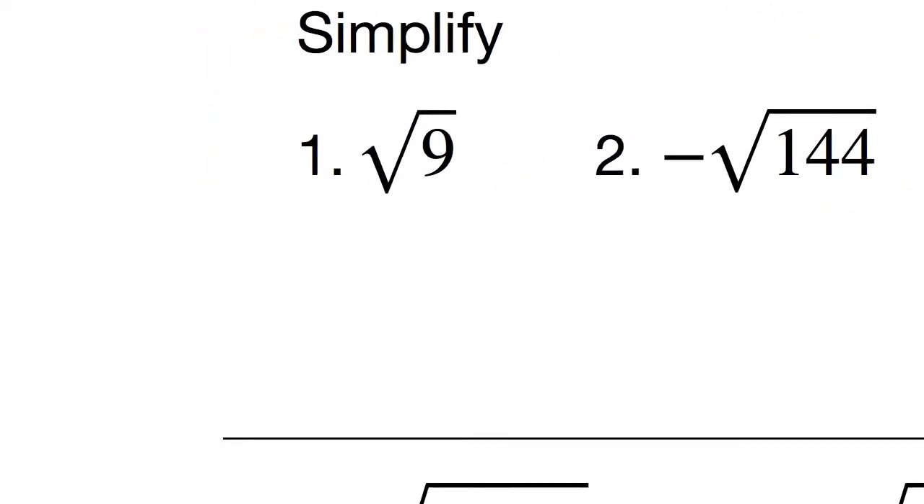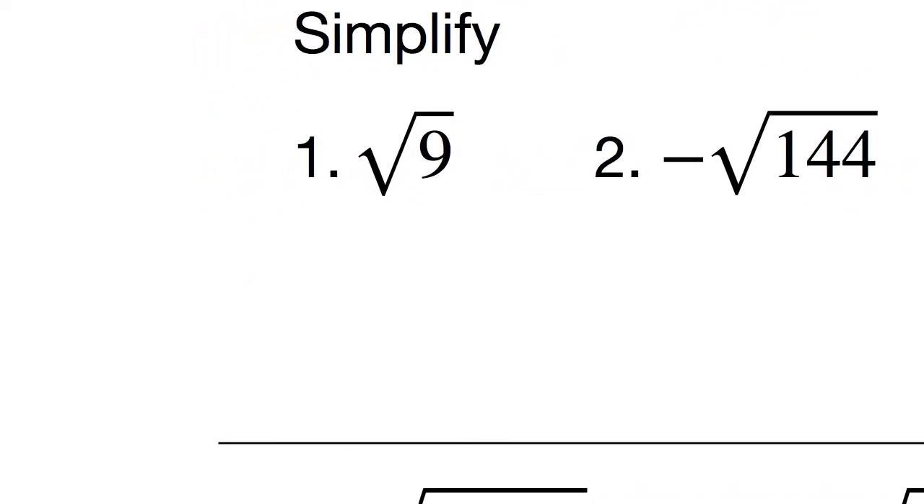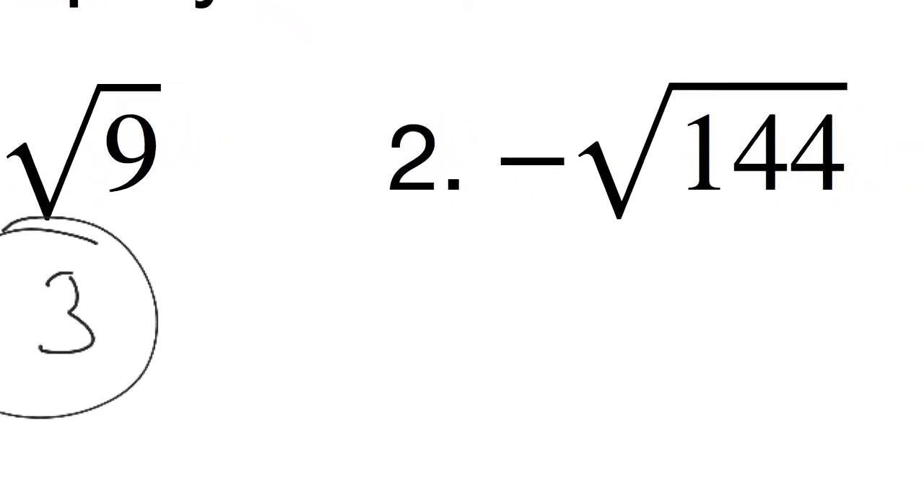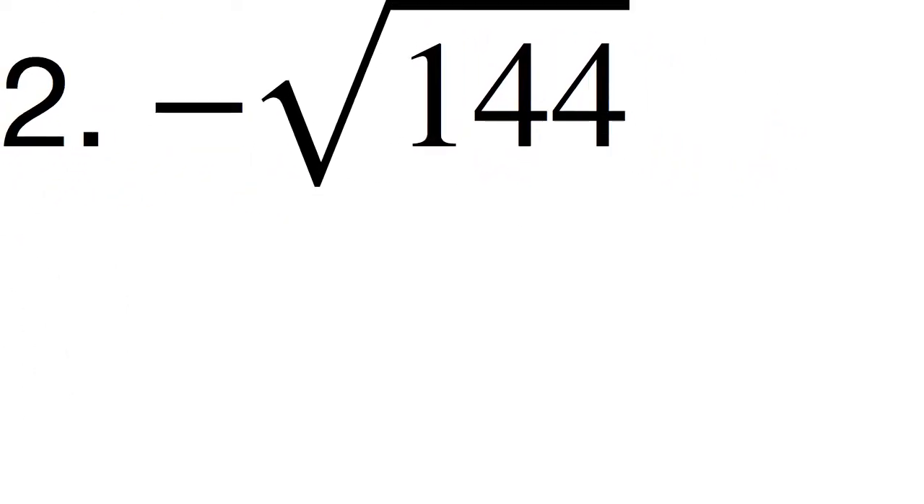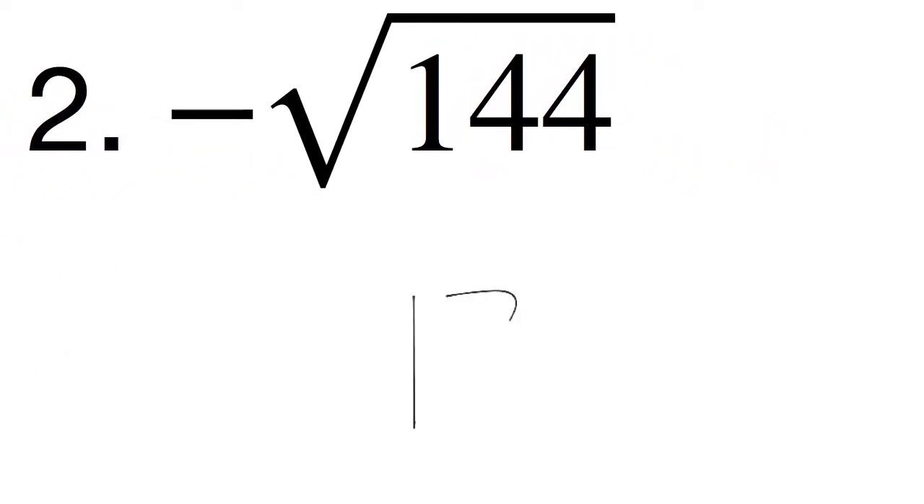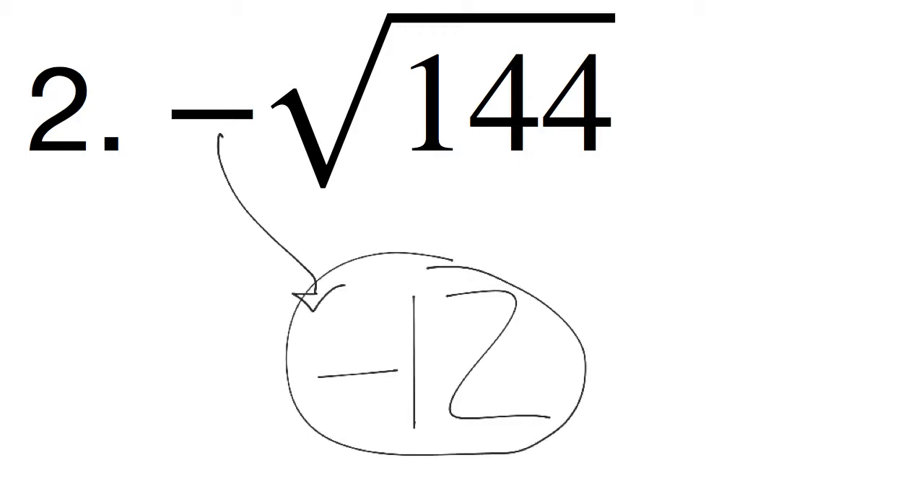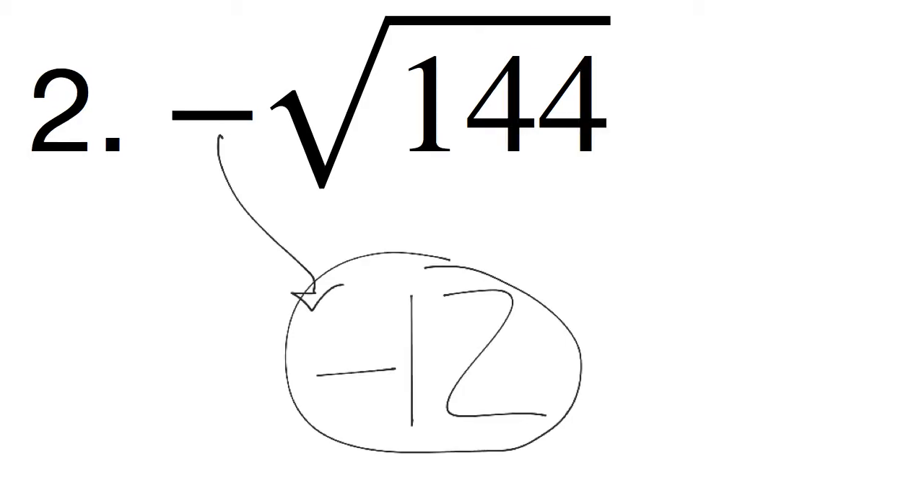So let's simplify. Problem number 1 asks you what times itself is 9, and the answer is 3. 3 times itself is 9. We're only going to consider the positive square roots in this case. So what times itself is 144? That's going to be 12. And you just bring down the negative sign in this case because it's outside of the square root. The square root doesn't apply to the negative sign. You just bring it down.